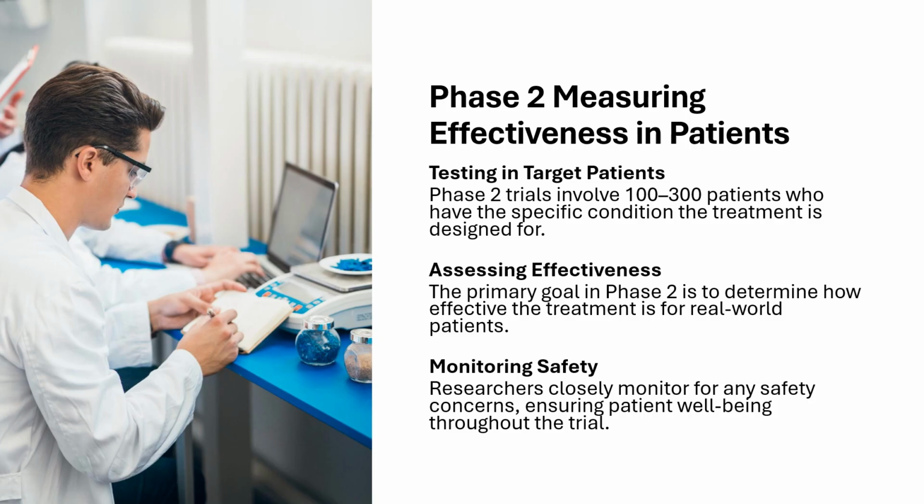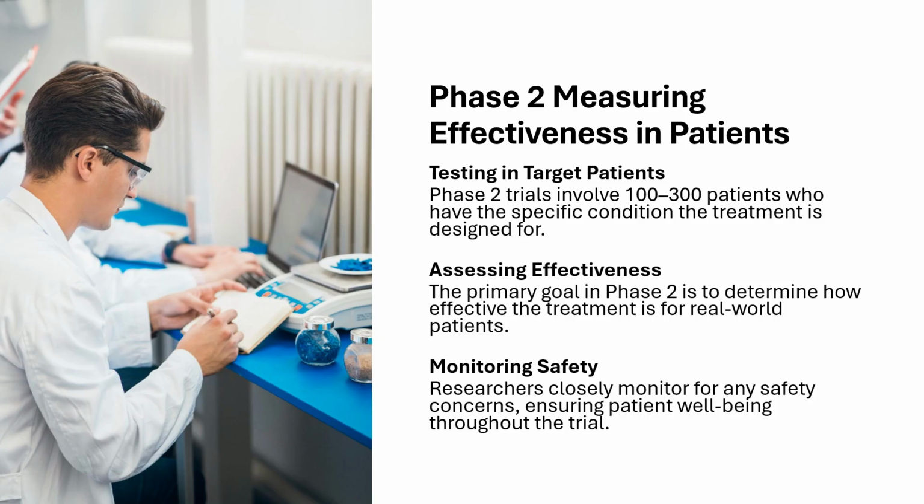The primary focus of Phase 2 is to evaluate how effective the treatment is. Researchers look at whether the drug actually improves symptoms or alters the course of the disease. This is done using clearly defined outcome measures such as blood pressure reduction, tumor shrinkage, or symptom relief, depending upon the study. If the treatment doesn't show signs of working, it usually doesn't move forward to Phase 3.